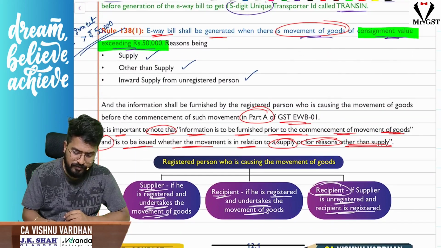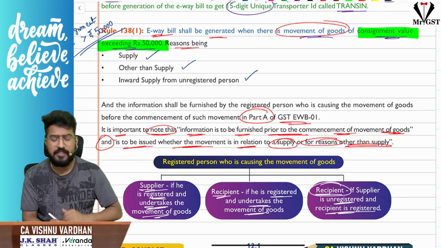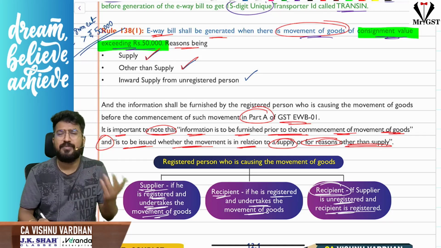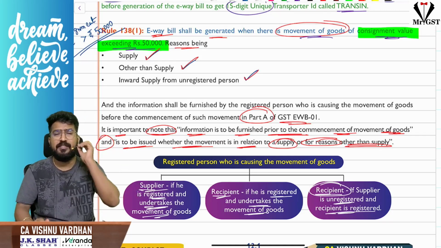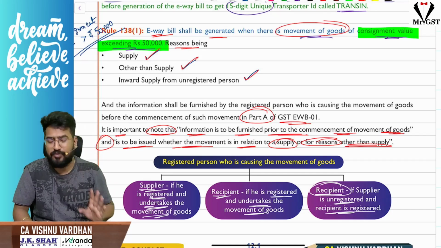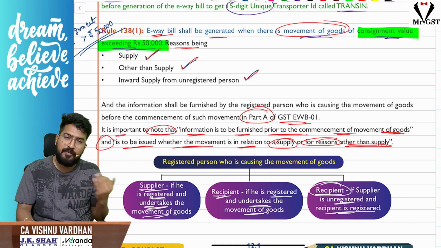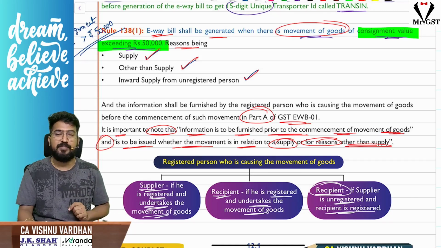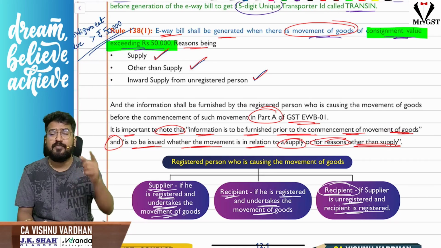Now, when should I raise the EWay bill? The reasons can be: there is supply and you are moving the goods, or there are some other reasons, maybe sending for job work, or it is a purchase from an unregistered person. In all these cases, you will generate EWay bill. I repeat, EWay bill should be generated when there is movement. Maybe the reason is supply, or other than supply, or even purchase from an unregistered person. You have to generate EWay bill, and that will be mandatory if the consignment value is greater than 50,000.